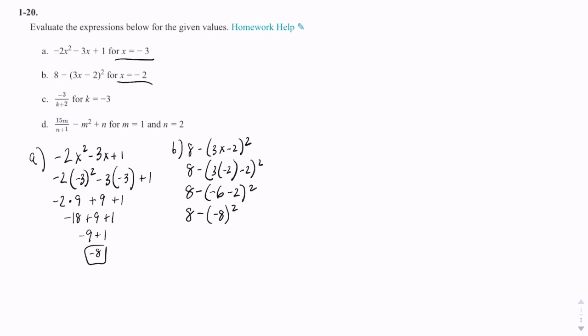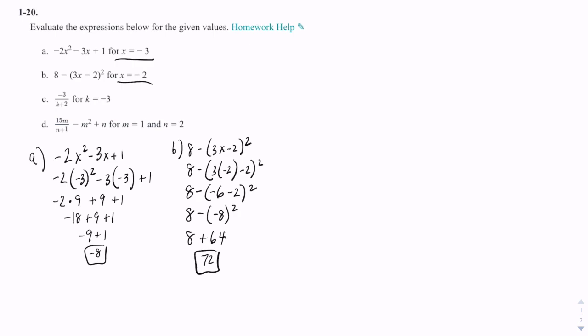Now I have to square first because order of operations tell me exponents first. So negative 8 squared is negative 8 times negative 8, which is 64, positive 64. 64 plus 8 is 72. Again, one step at a time, and you should get the right answer. Now let me see here. The book actually shows negative 56 as an answer for this.